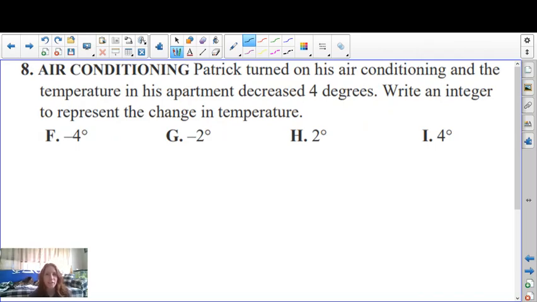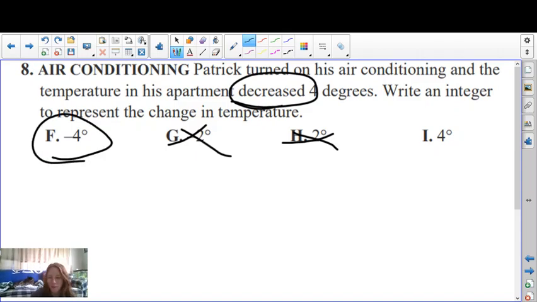Number 8, air conditioning. Patrick turned on his air conditioning and the temperature in his apartment decreased 4 degrees. Write an integer to represent the change in temperature. Decrease means we're getting smaller. And I can't change 2 if it tells me it's changing 4. So it's going to be F.